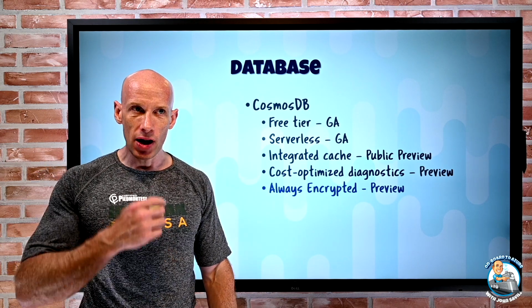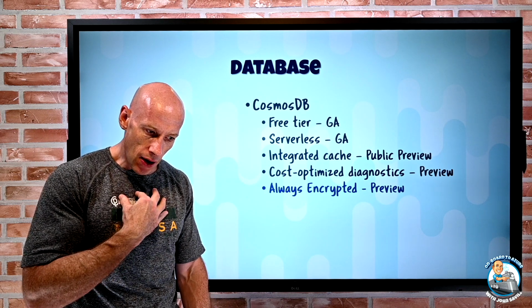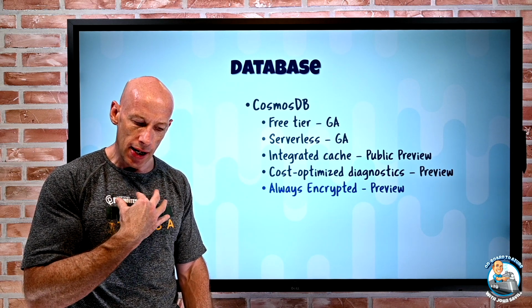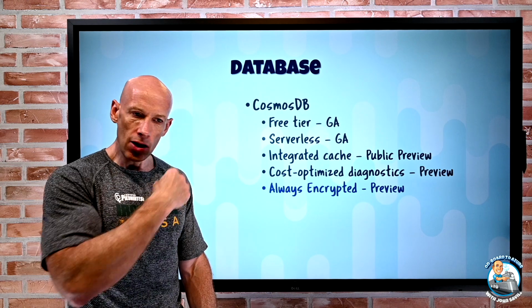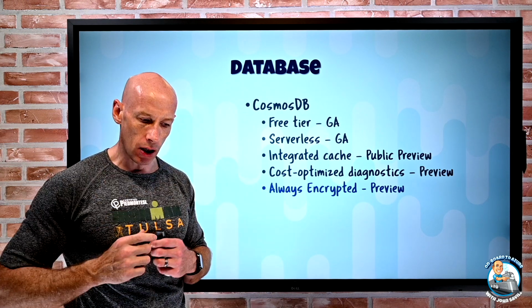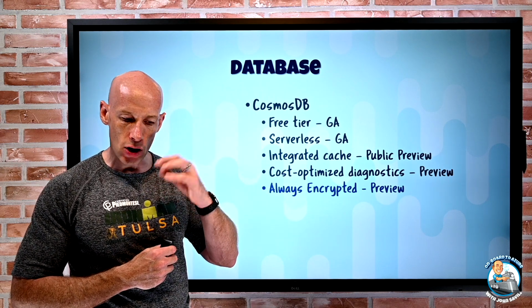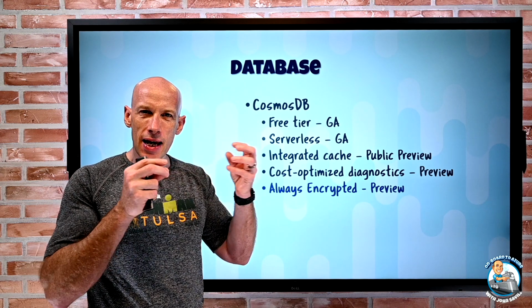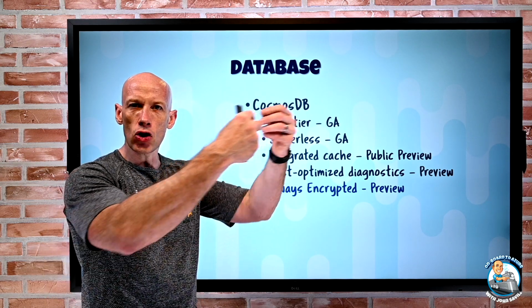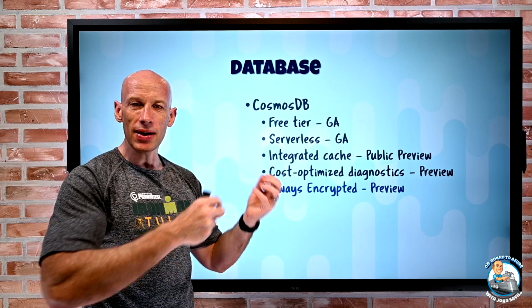Always Encrypted is in preview. This has been in SQL for a while. This is the idea of client-side encryption. So on the client side, I encrypt, and then in Cosmos, it's always encrypted. It's encrypted and decrypted on the client. And just like SQL, I can do randomized or deterministic encryption, i.e. does the same value always encrypt to the same encrypted value? That's the deterministic option. Or would it be something different?